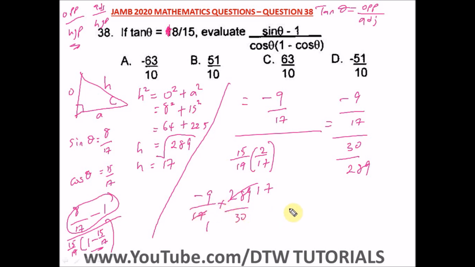So this becomes minus 7 times, so no, 3 here becomes 3, 3 here becomes 3. Minus 3 times 17 gives us minus 51 over 10. Yes, so that is our answer, which is D. I hope we were able to get what we just did.